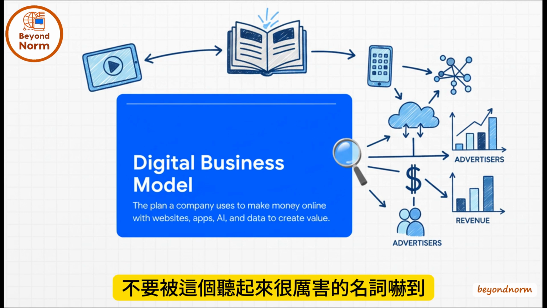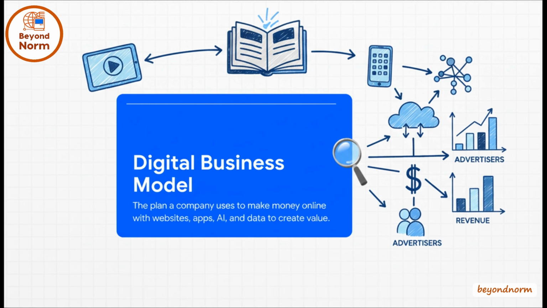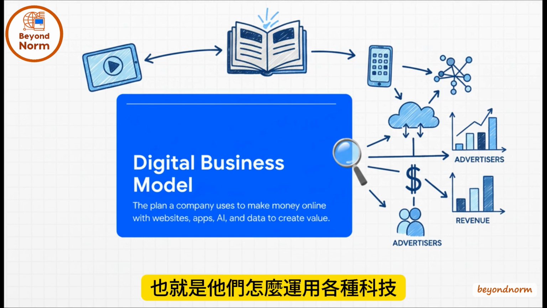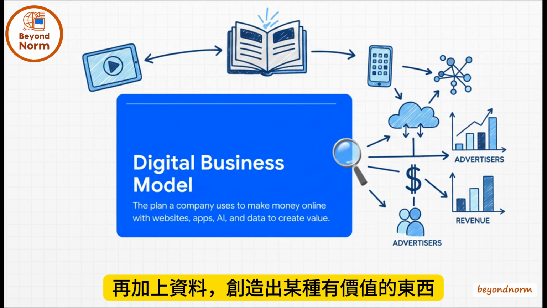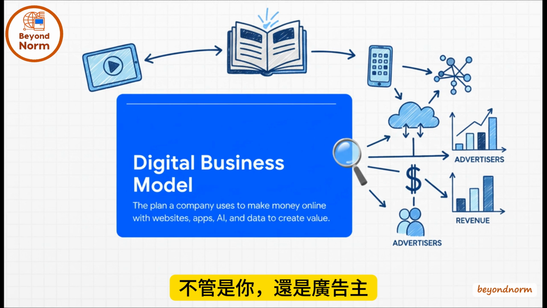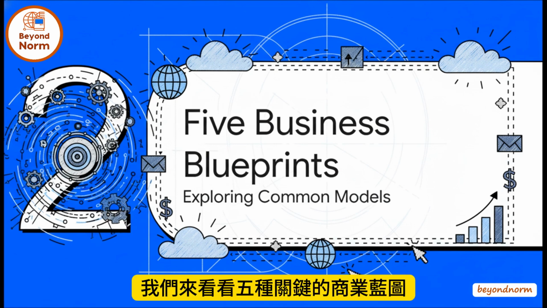Now, don't let the fancy term fool you. All it is is the playbook. It's the company's strategy for making money online. It's how they use all the tech, the websites, the apps, the AI, the data, to create something valuable that somebody, whether it's you or an advertiser, is going to be willing to pay for. So, with that in mind, let's get right into the 5 key blueprints.